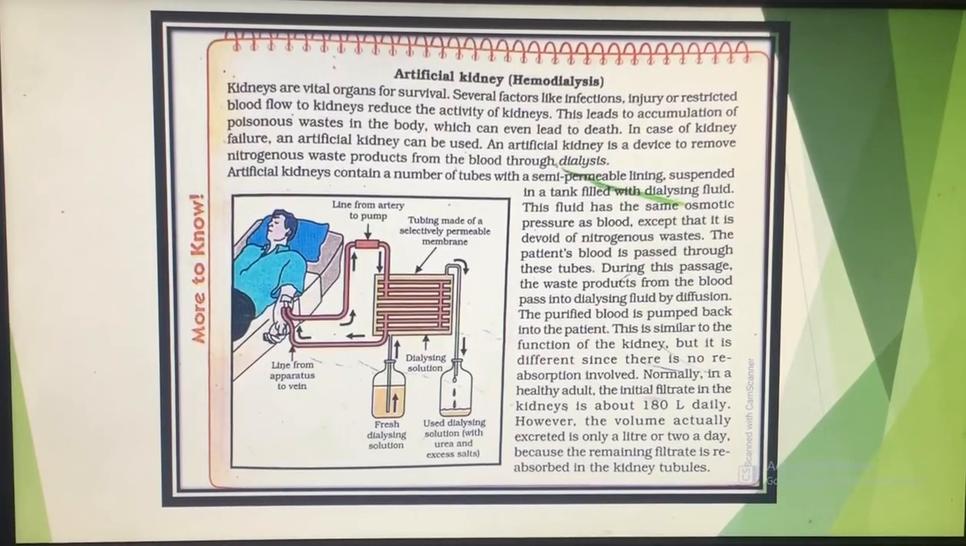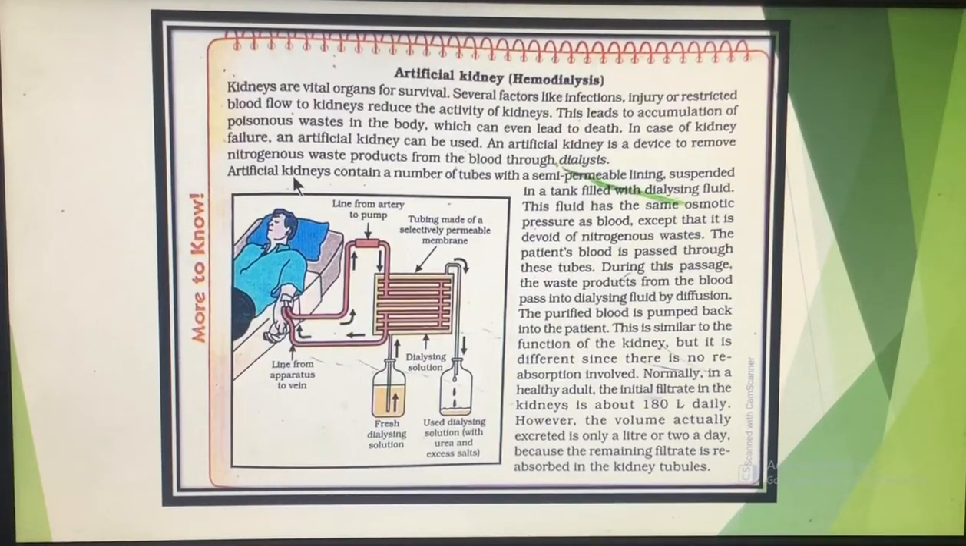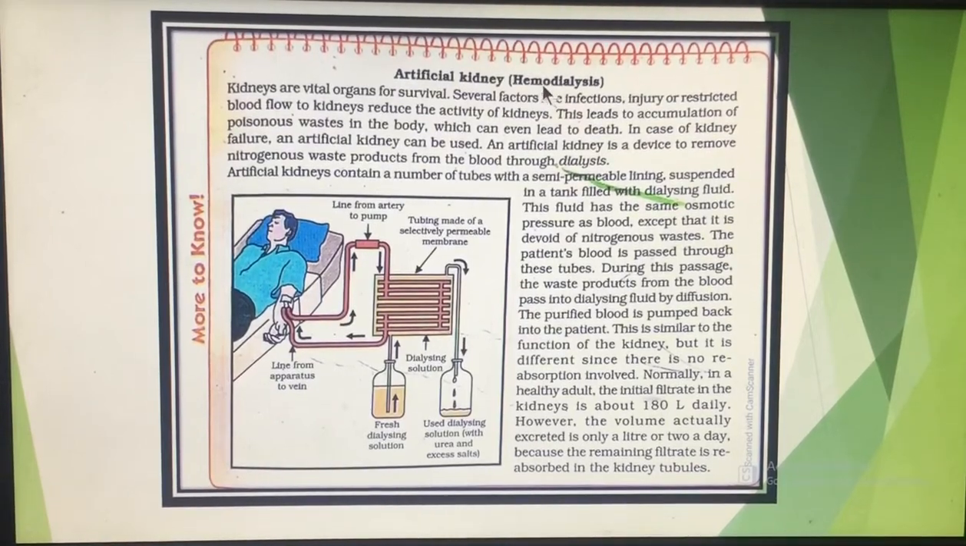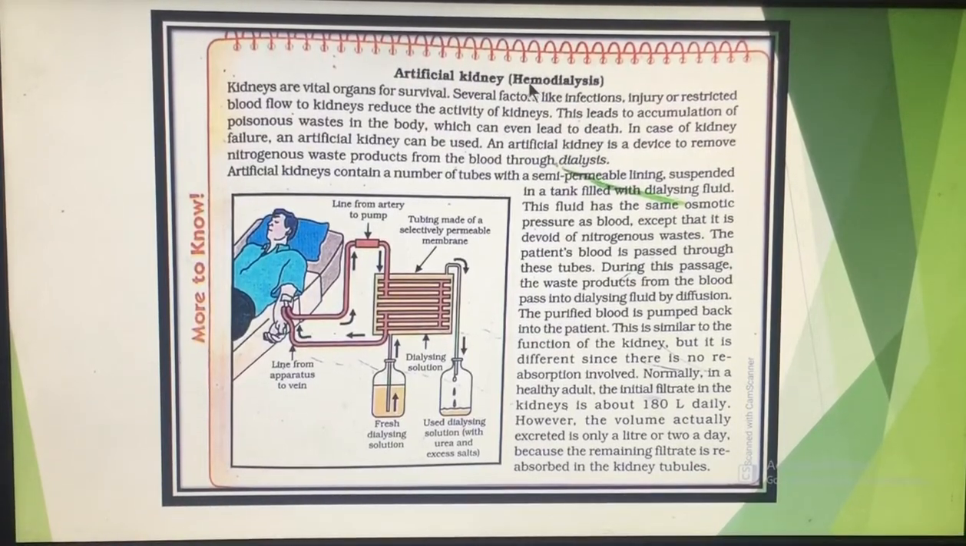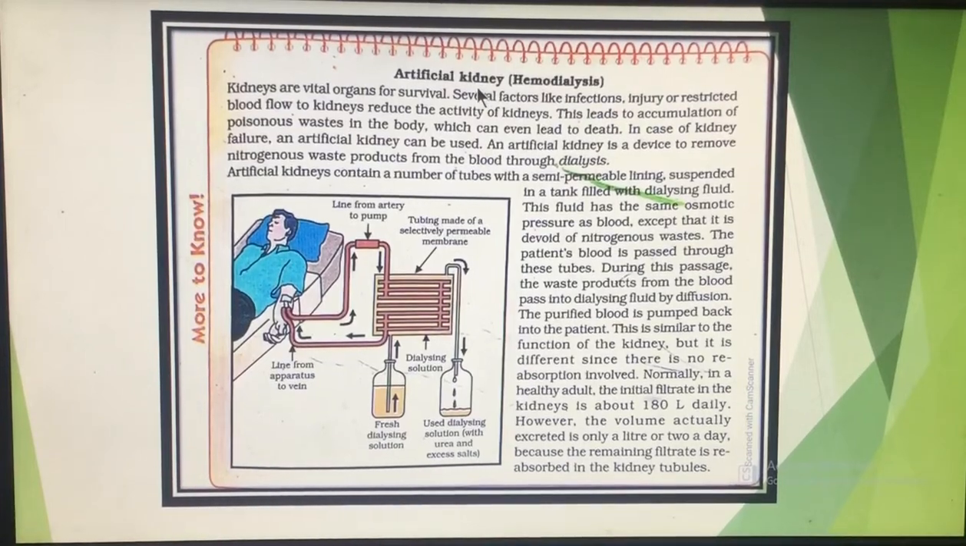Now how is that dialysis being done? There is an artificial kidney. Now what is an artificial kidney? There is one type of machine that is known as hemodialysis. Hem means blood, and dialysis means the blood gets purified. So the artificial kidney is known as hemodialysis.